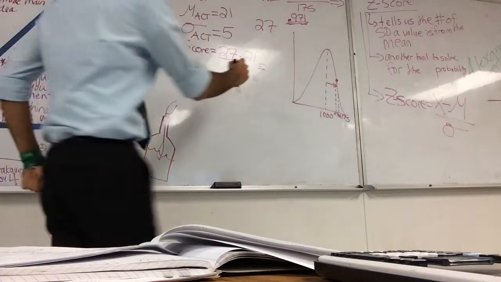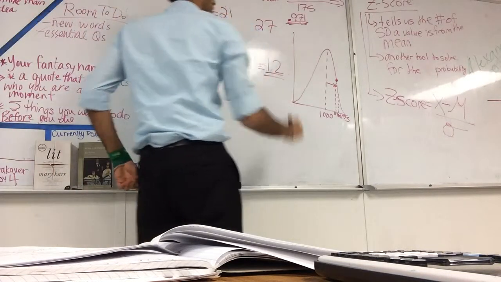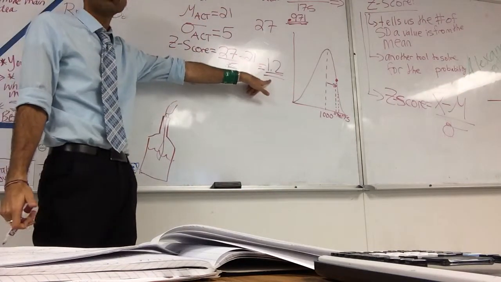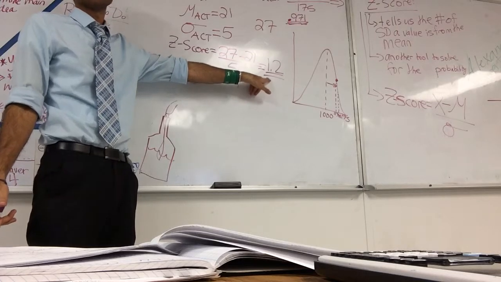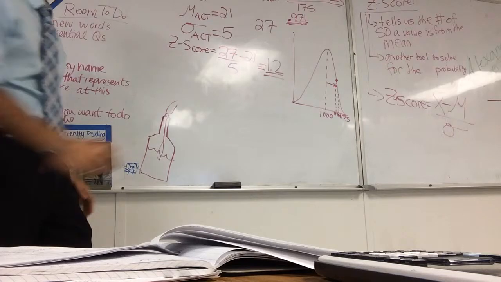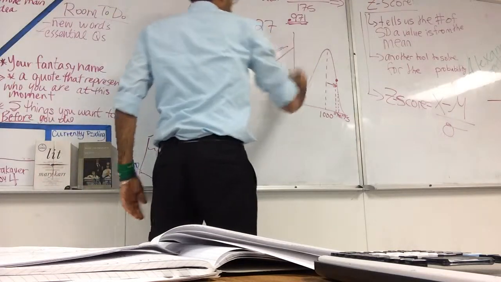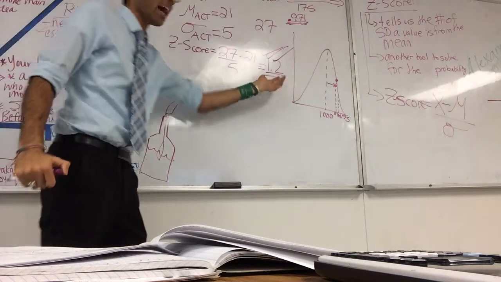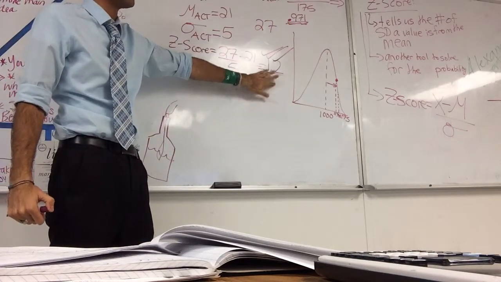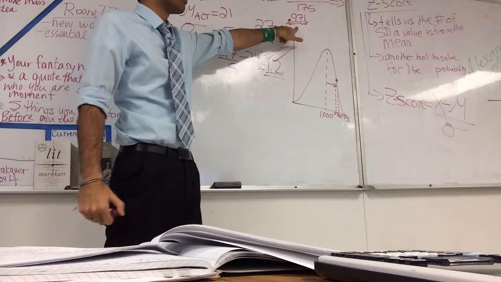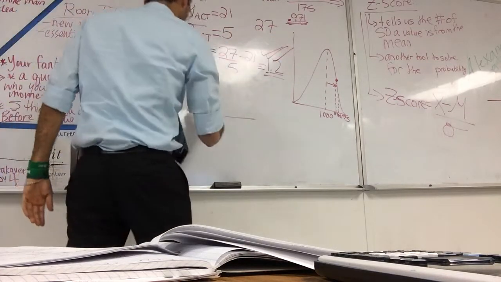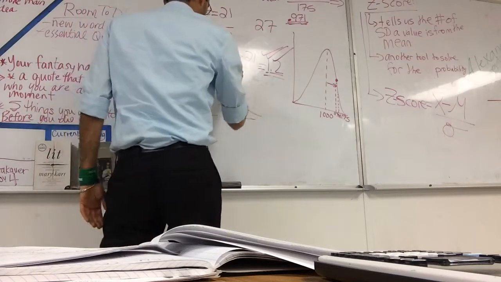And that gives me a 1.2. So that means my ACT score was 1.2 standard deviations above the mean. So which exam did I do better on? The ACT, because compared with everybody else, I'm higher here than I am here. Here I'm more than one standard deviation away, 1.2. Here I'm only 0.971.